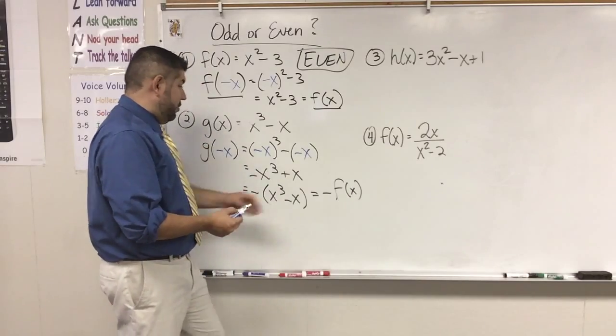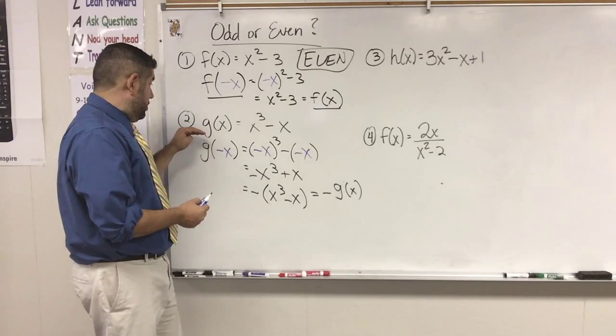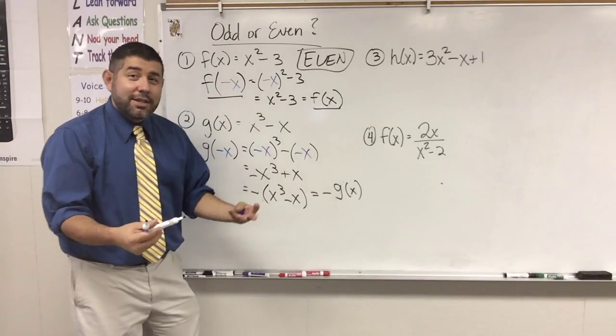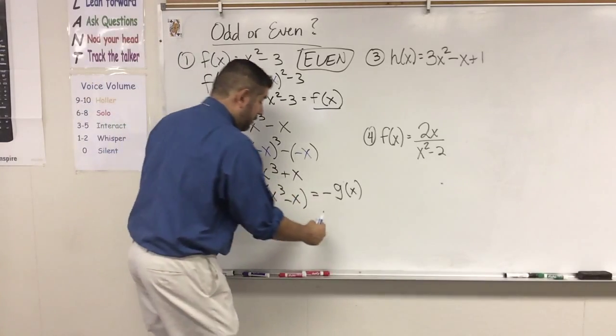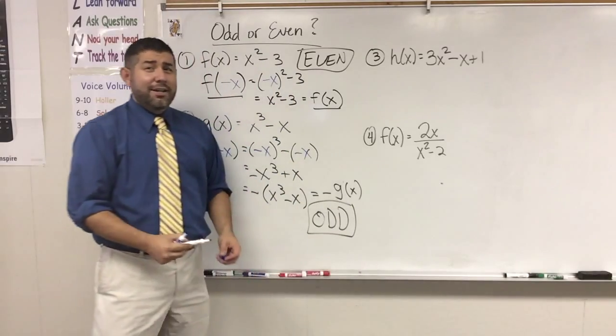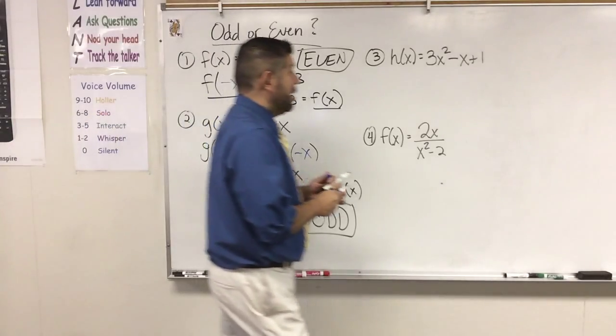So, what am I doing? F. This is g. All right? G of x, negative g of x is equal to an odd function. This is an odd function. Okay? This is odd. Well, isn't that odd? Why, yes, it is. Okay, let's take a look at a couple more examples here.